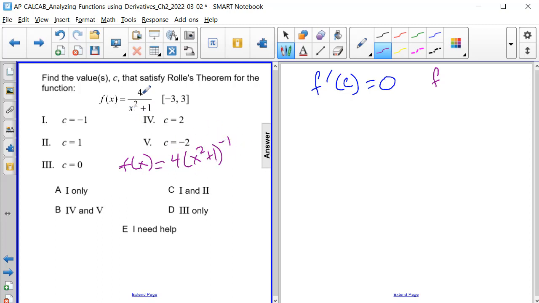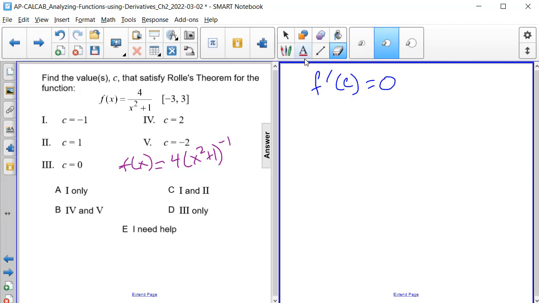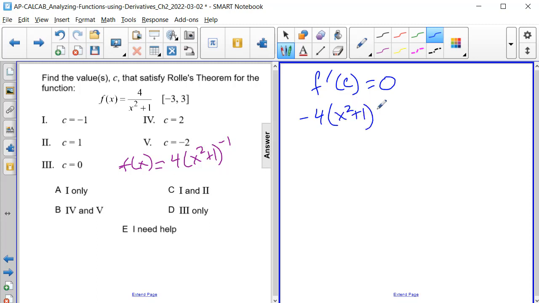If the denominator was more complex, or if there were variables in the numerator, I would definitely apply the quotient rule here. But since it's just a coefficient in the numerator, we can apply the chain rule when doing the derivative. So let's do that. So f prime of c is going to be, bring the -1 down out in front, so we'll have -4 times x squared plus 1 raised to the -2nd power, and then we have to multiply by the derivative of the inside by the chain rule, which is going to be 2x.